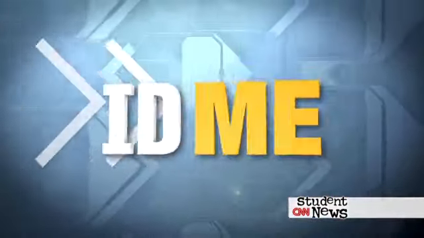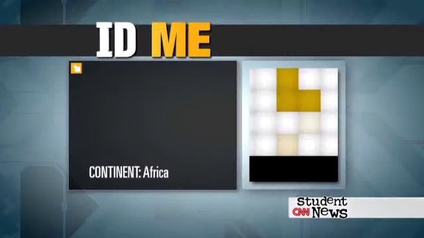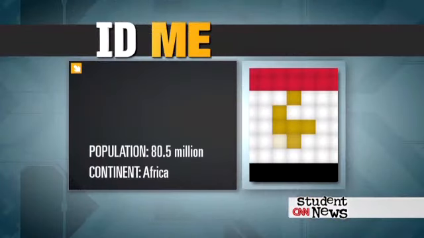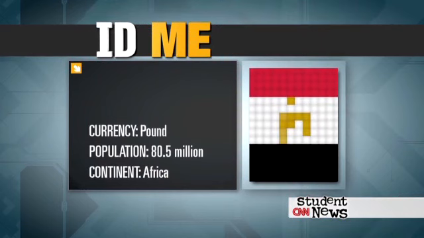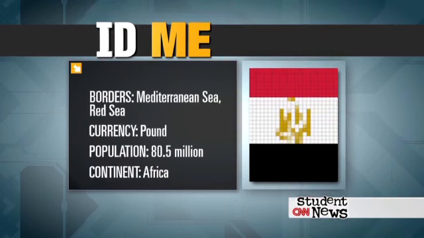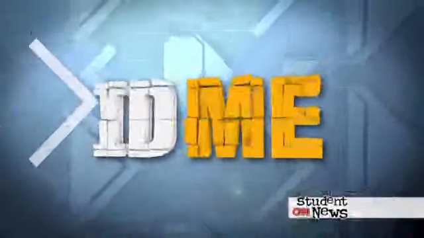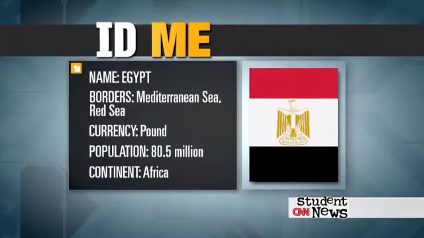See if you can ID me. I'm an African country that's home to more than 80 million people. My national currency is the pound. I border two seas, the Mediterranean and the Red. I'm Egypt, and my current president, Hosni Mubarak, has been in power since 1981.